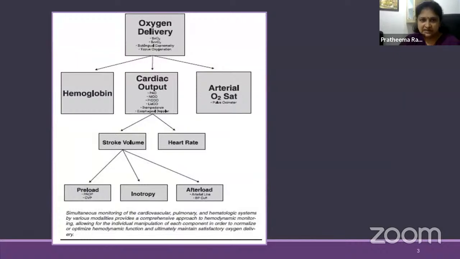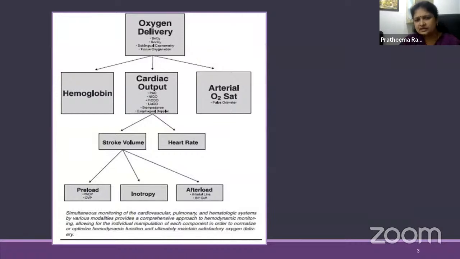So oxygen delivery, basically, as I told you. Is the delivery very good? Is the tissue oxygenation very efficient? What we look into are three different parts. One is the hemoglobin, which carries the oxygen. One is the cardiac output, which keeps the circulation going. And the other is the arterial oxygen saturation: how much oxygen is climbing into the blood, climbing into the RBCs and sitting there for the voyage. All these three components are very, very important.